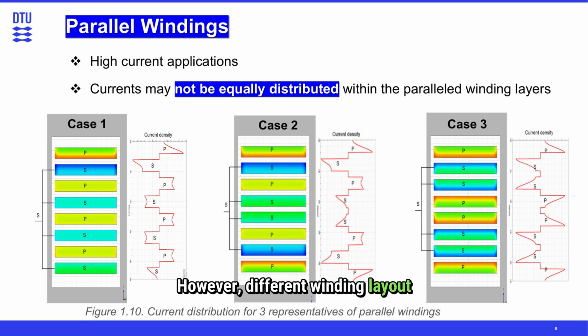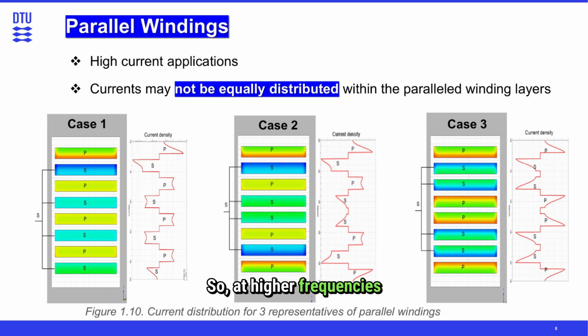However, different winding layouts can bring significant differences in winding loss. In case 1 and case 2, you'll notice the current density isn't evenly distributed. This imbalance causes what we call circulating currents, which lead to extra losses. Case 3, on the other hand, shows a more balanced current distribution across the parallel windings. But there's a trade-off. The current is sharply concentrated at the conductor surfaces, which indicates a strong eddy current effect.